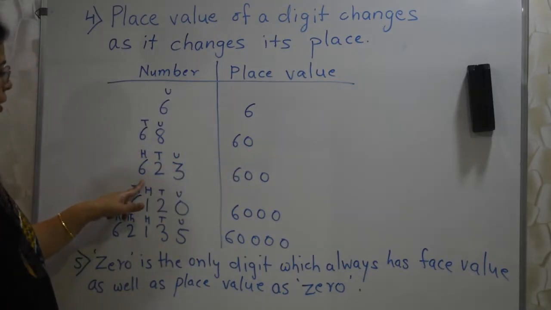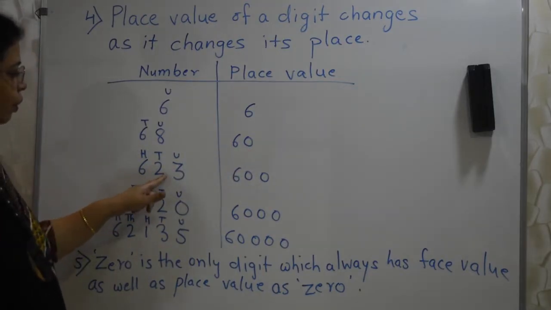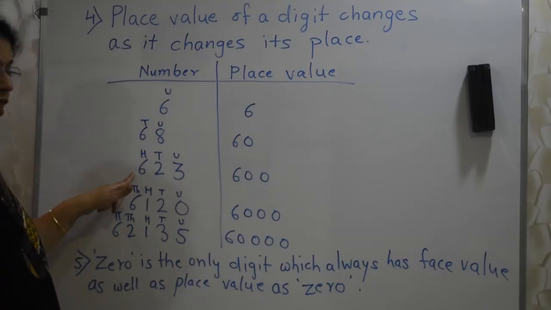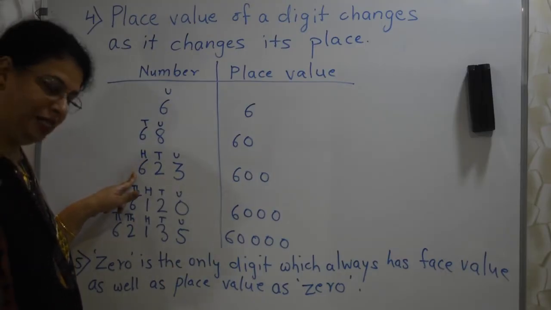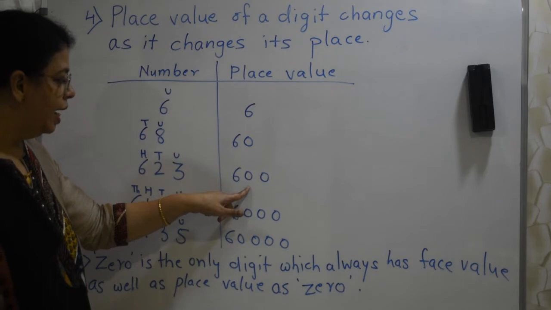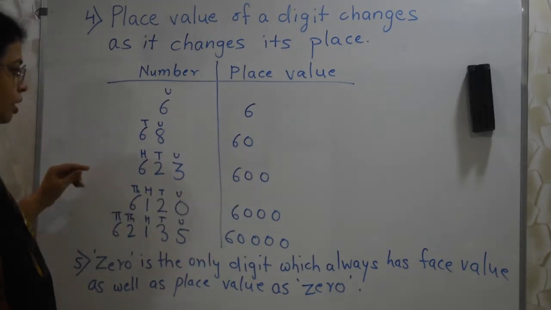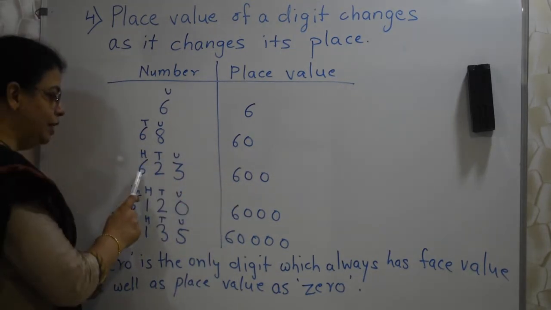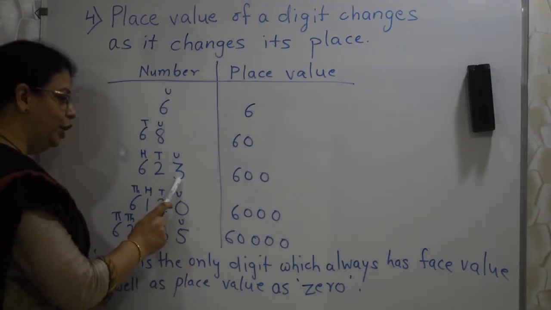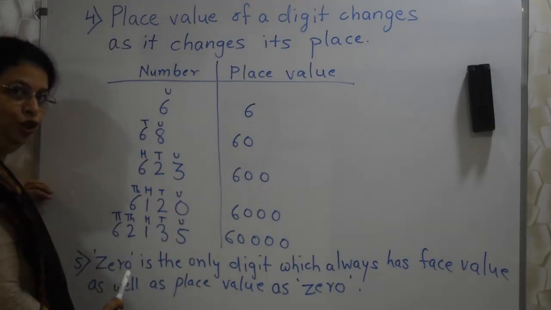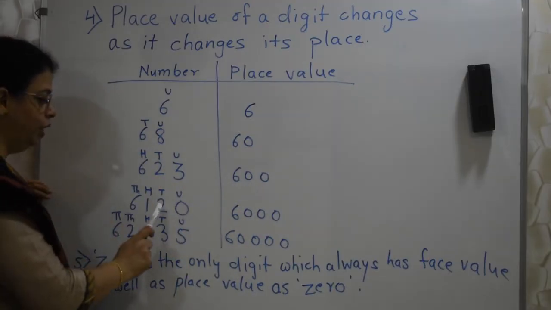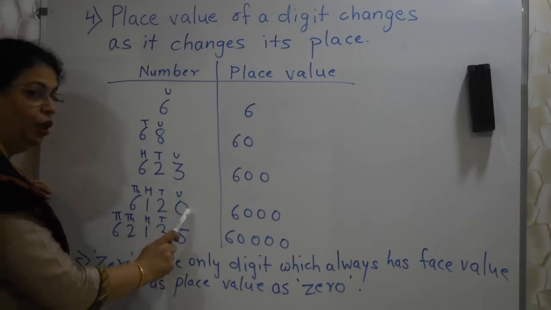Here this 6, 623. So 6 is there in the hundreds place. So 6 hundreds will be the place value. Another way of writing is 6, and after that how many digits? 1 and 2. So 2 zeros. Understood? So here it is 6120, that is 600.